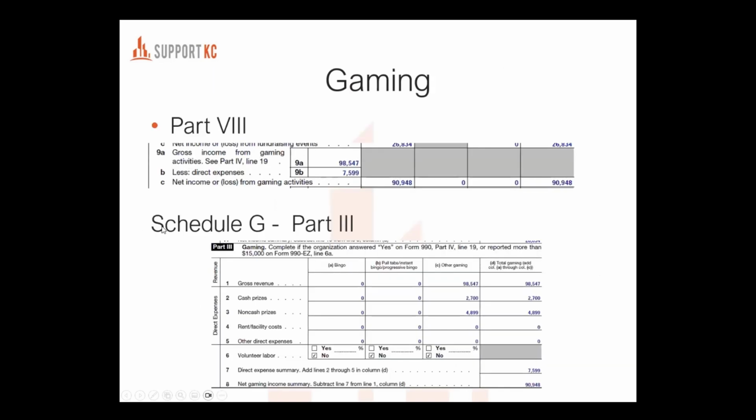And then for gaming, on the revenue section, we have our gross income from gaming. You can see we don't have any contribution portion, and then the direct expenses. And then on Part III of Schedule G, because this one was over $15,000, we're providing additional detail on the breakout between cash prizes and non-cash prizes.